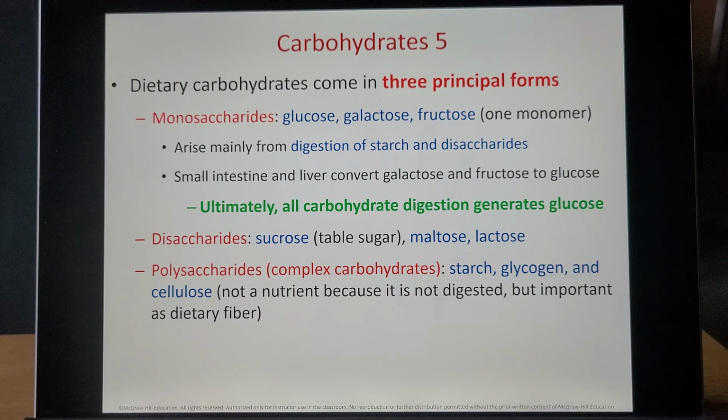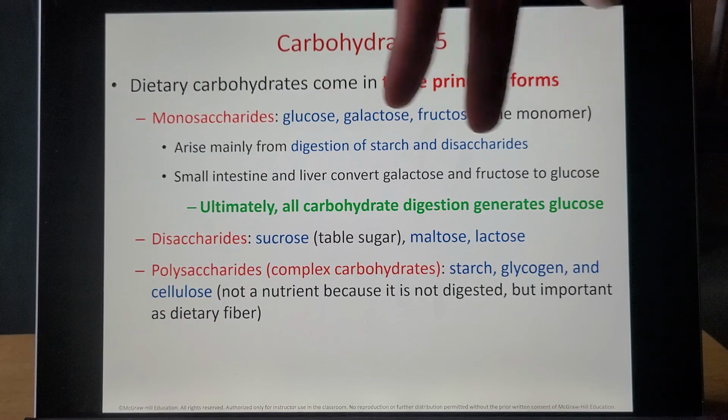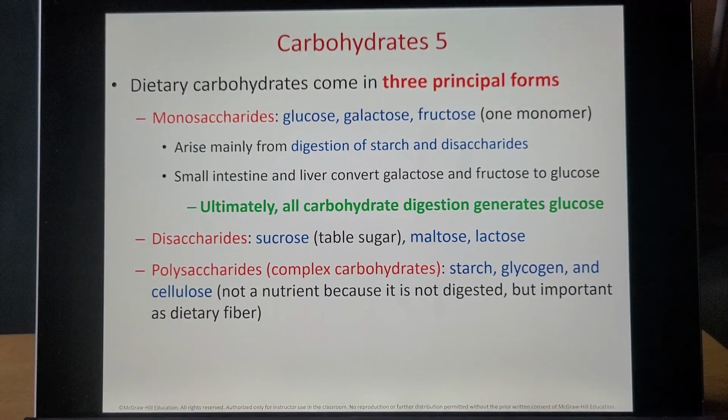Ultimately, all carbohydrates are going to generate glucose. So whatever you get, either it gets broken down to glucose, or it's in another form where you can convert it into glucose thanks to our small intestine and the liver, who's doing yet another job.